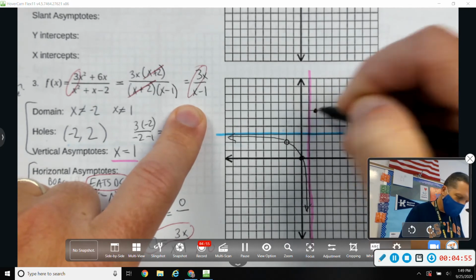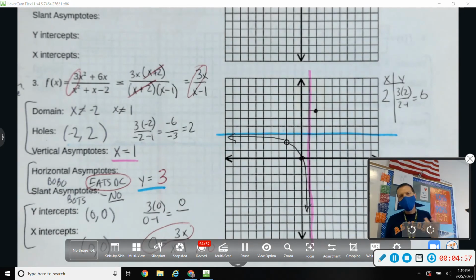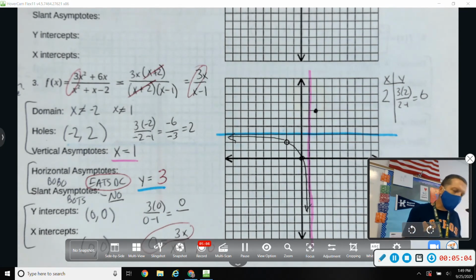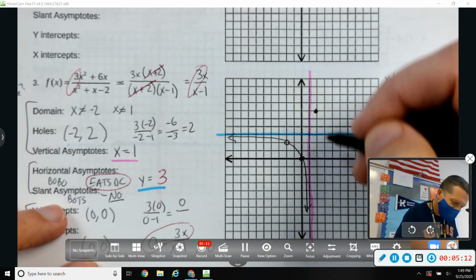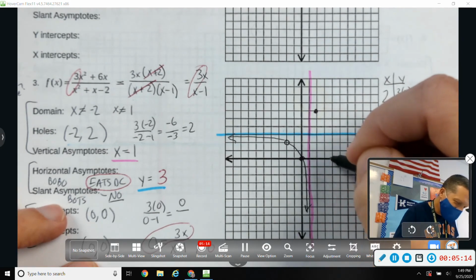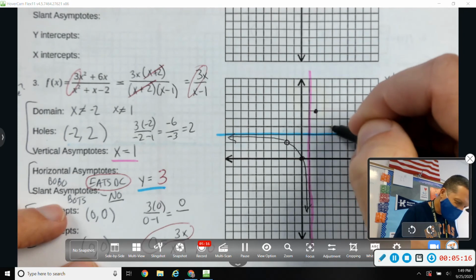It's probably good enough. Maybe. Did anybody try any other points? And what did you get if you plugged in 4? 1, 2, 3, 4.